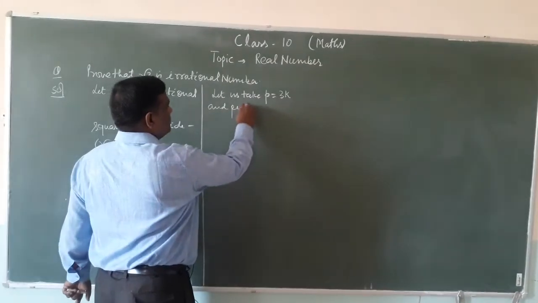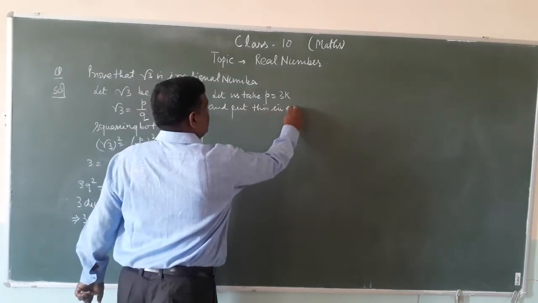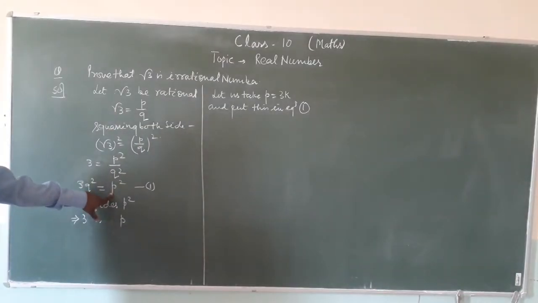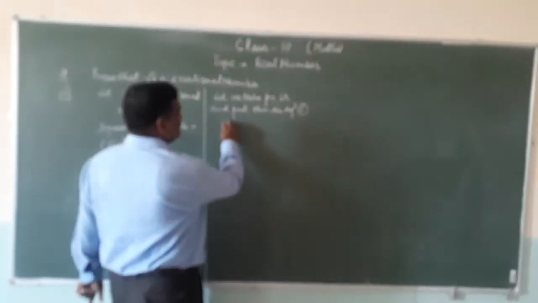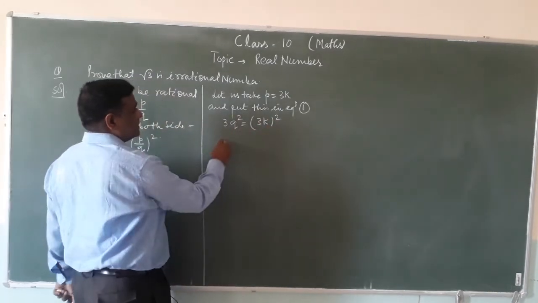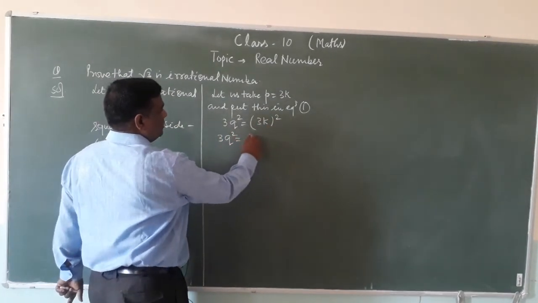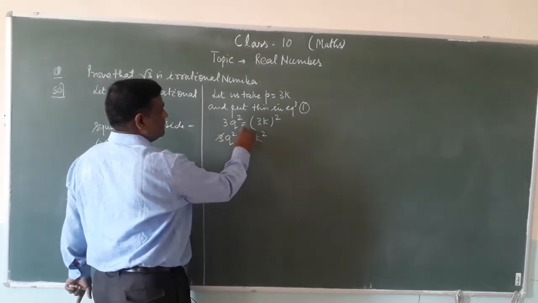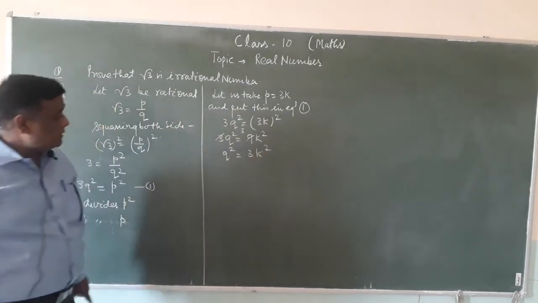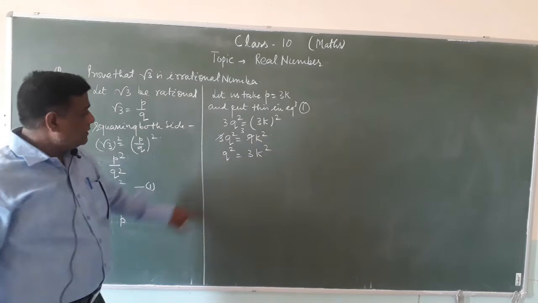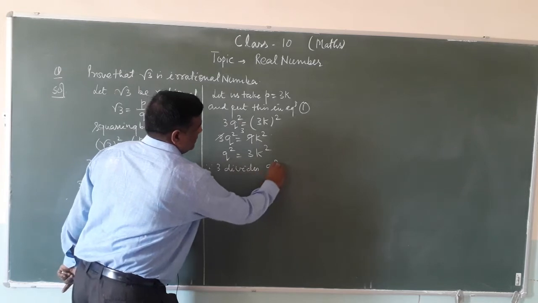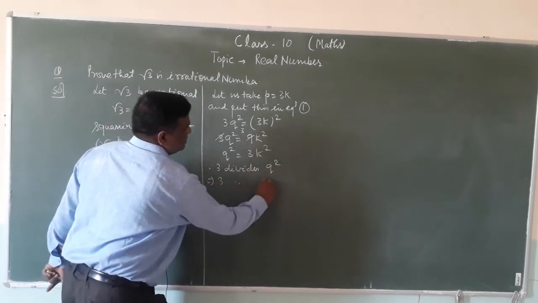Then put this in equation 1. In place of p, we put 3k. So this can be written as 3q square is equal to 3k whole square, and this can also be written as 3q square is equal to 9k square, and now cancel this 3. Therefore q square is equal to 3k square. Here 3 also divides q square. Therefore, since 3 divides q square, this implies that 3 also divides q.